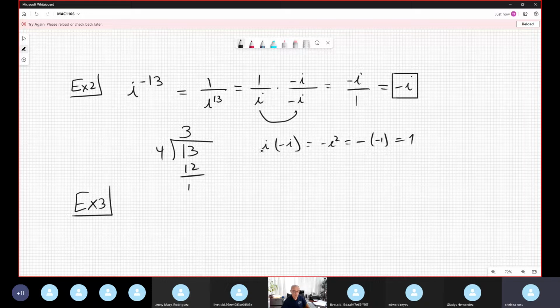Let me see another example. i to the negative 11. Who helps me to compute that? Come on.